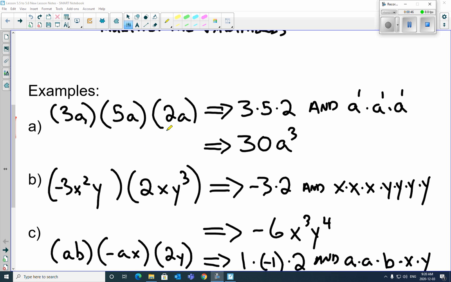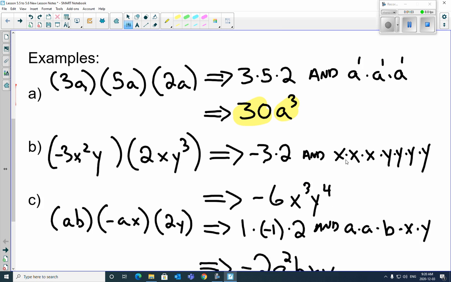So we do this, and we end up with 3 times 5 times 2 is 30, right? And we have a times a times a, which is a cubed. That's different than addition and subtraction. If it was a plus a, you just add the a's together. But since we're multiplying, you have to look at the exponents and add those together.